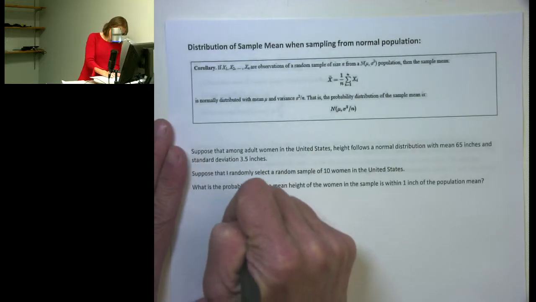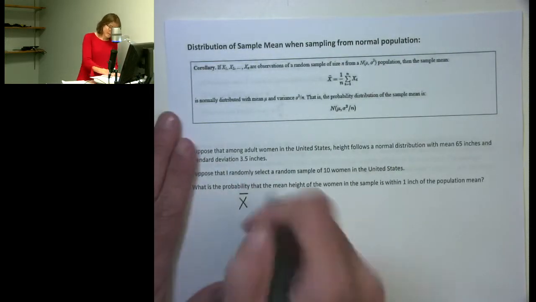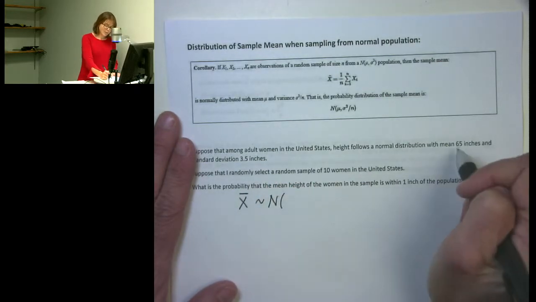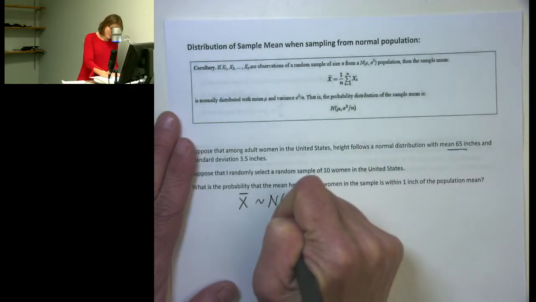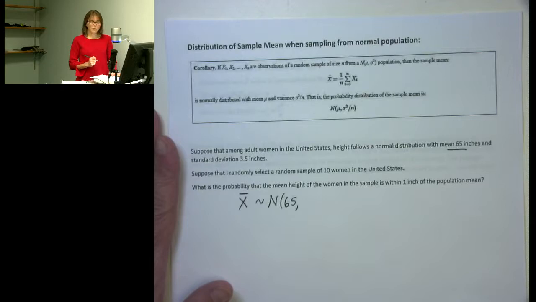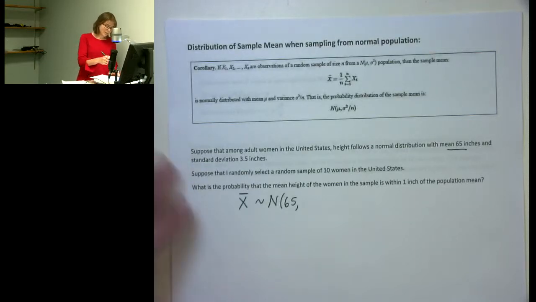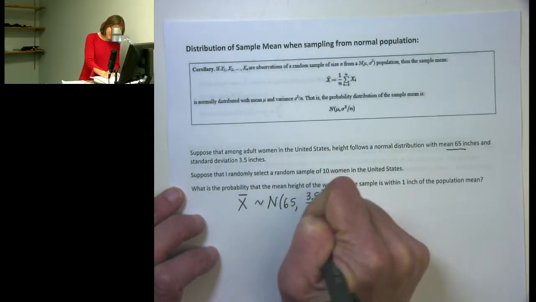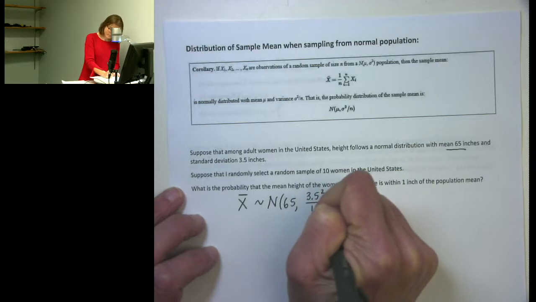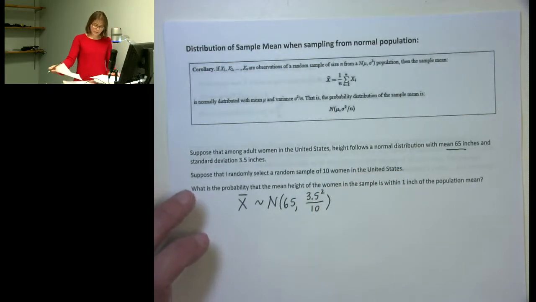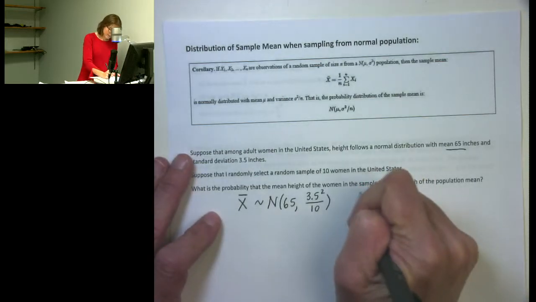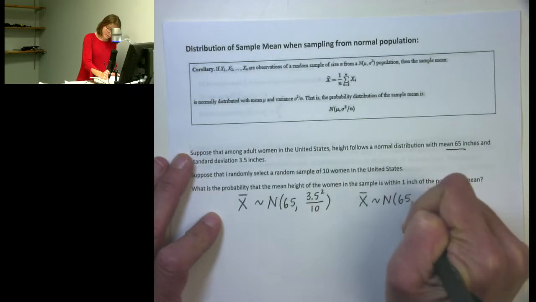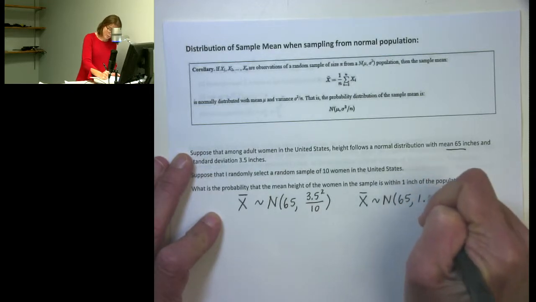So now I'm thinking about the sample mean. I know that it's going to have a normal distribution with a mean that's the same as the population mean, and that is a population mean of 65. And it's going to have a variance that's going to be equal to the population variance, 3.5 squared over n, and n here is 10. So that means that the sample mean would have a normal distribution with a mean of 65 and a variance of 1.225.